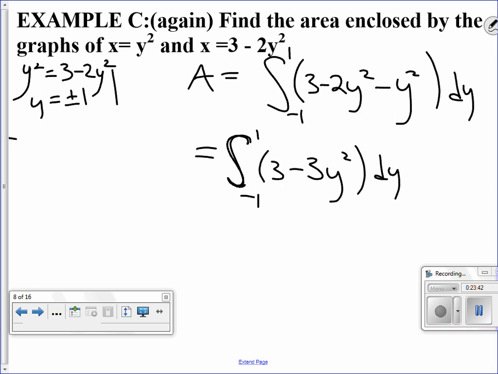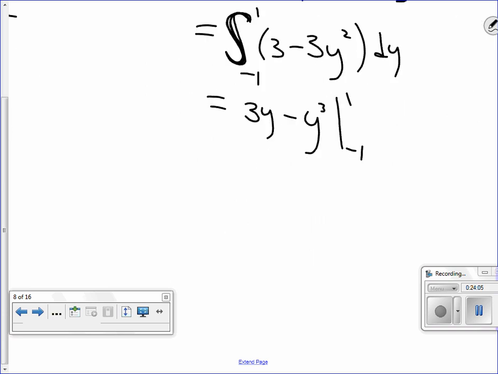What is that reminding you to do? Yeah, integrate. Get that antiderivative. What's the antiderivative? 3y minus y cubed. Nice. And then we draw a little line, meaning evaluated from -1 to 1. Then what?